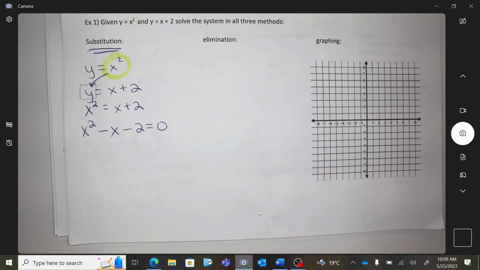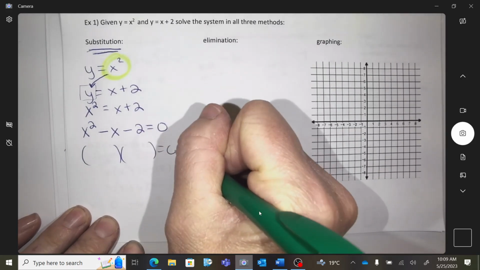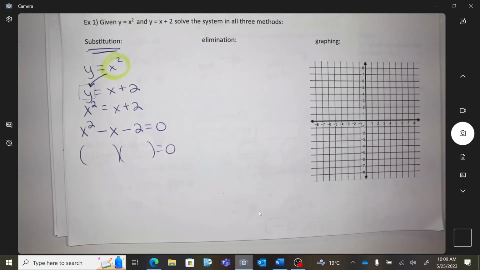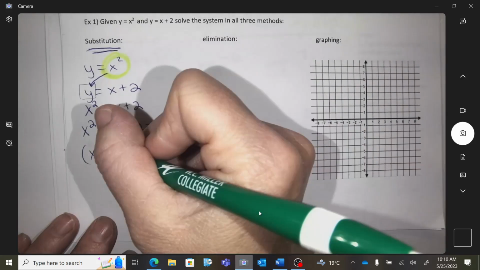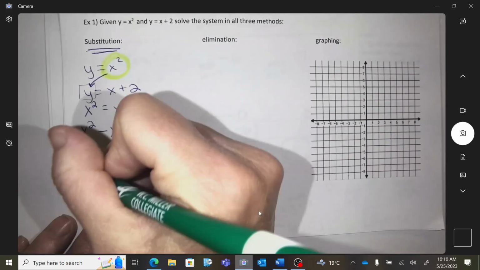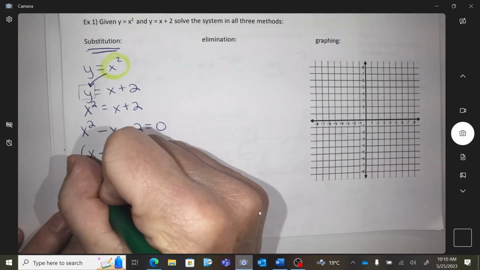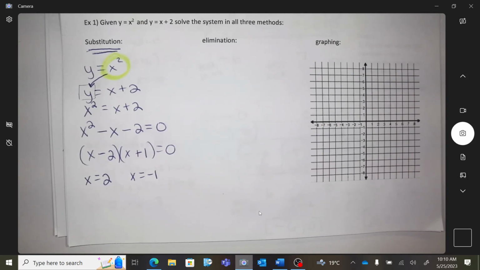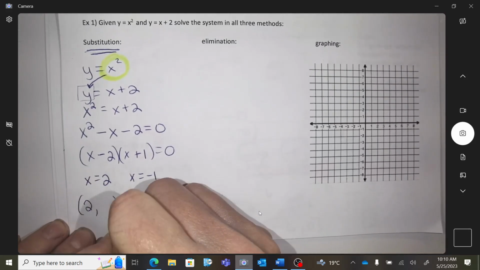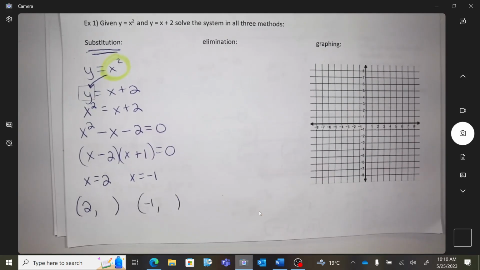Now what? Does it factor? Simple trinomial methods. What multiplies to 2? You don't have many options. Negative 2 and positive 1. So x equals 2, x equals negative 1. Okay, but because we're solving for coordinates, I'm actually going to need this 2 comma something, negative 1 comma something. I need the coordinate now.